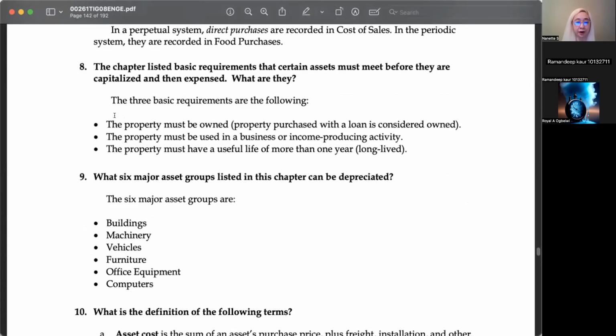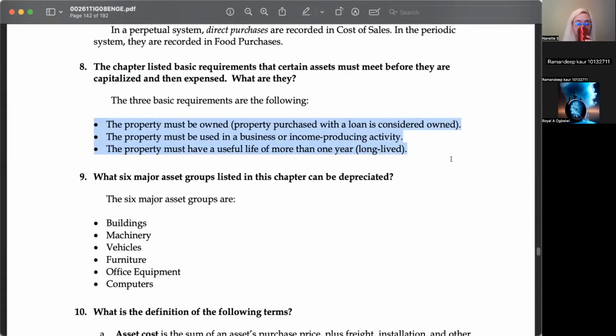Now, item 8, there are 3 basic requirements for certain assets so that they are capitalized and then expensed. What are these requirements? Royal?